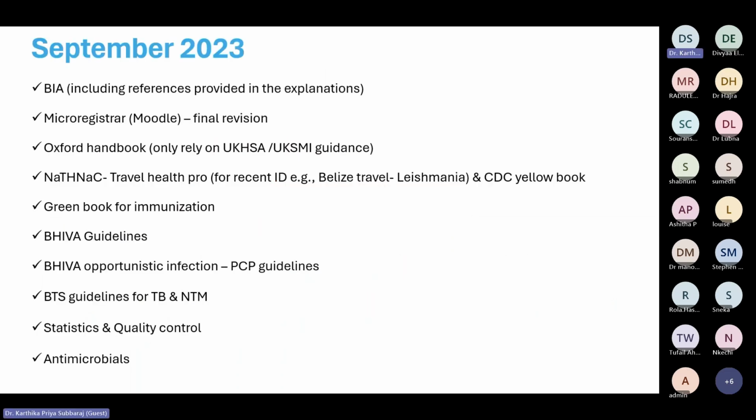So with this experience in hand, I started preparing. After the results came in May, I started preparing for the second attempt, which was in September 2023. So I had around three to four months in between. I started preparing from receiving the results, from June, I started preparing again.